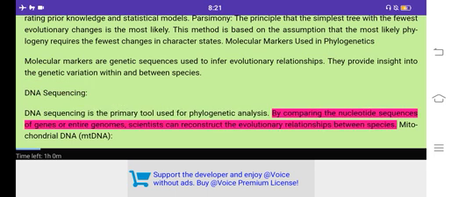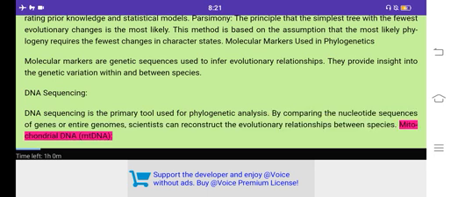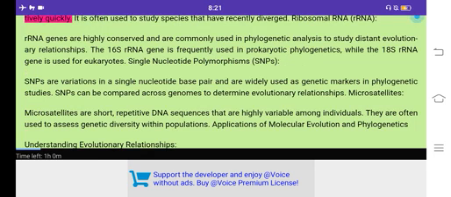By comparing the nucleotide sequences of genes or entire genomes, scientists can reconstruct the evolutionary relationships between species. Mitochondrial DNA, mtDNA. Mitochondrial DNA is inherited maternally and is widely used in phylogenetic studies because it evolves relatively quickly. It is often used to study species that have recently diverged.